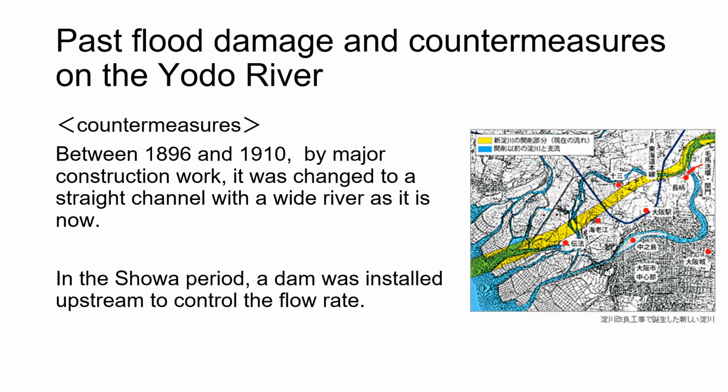Due to these damages, the Yodo River underwent a major change in flow path from 1896 to 1910. By changing from a largely meandering narrow channel to a wide, straight channel, the risk of riverbanks being scraped or embankments breaking during floods has been greatly reduced. In addition, by adjusting the flow rate by installing a dam upstream, floods are prevented without raising the height of the embankment too much, and it can be said that the risk of embankment collapse at the time of flooding is reduced compared to the Muko River, which is a raised-bed river.